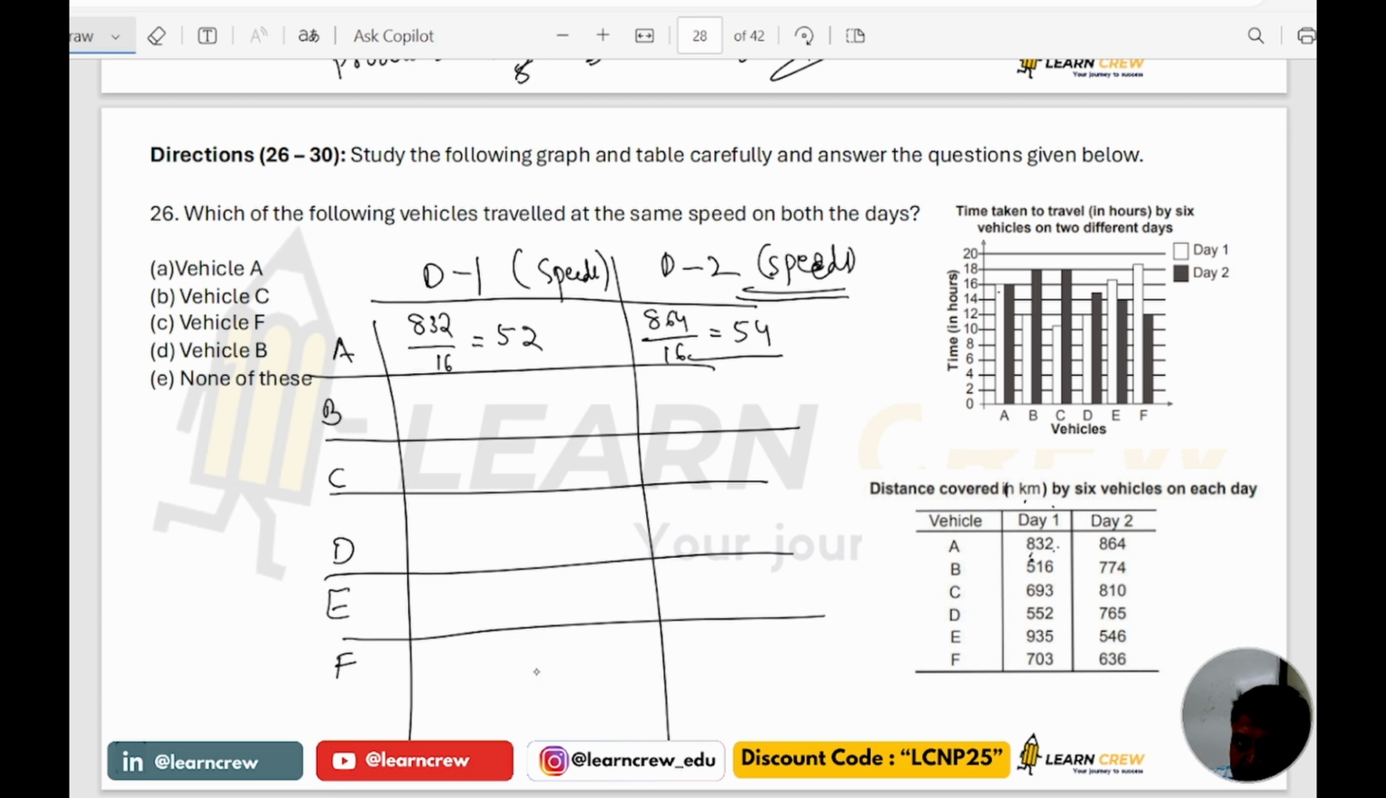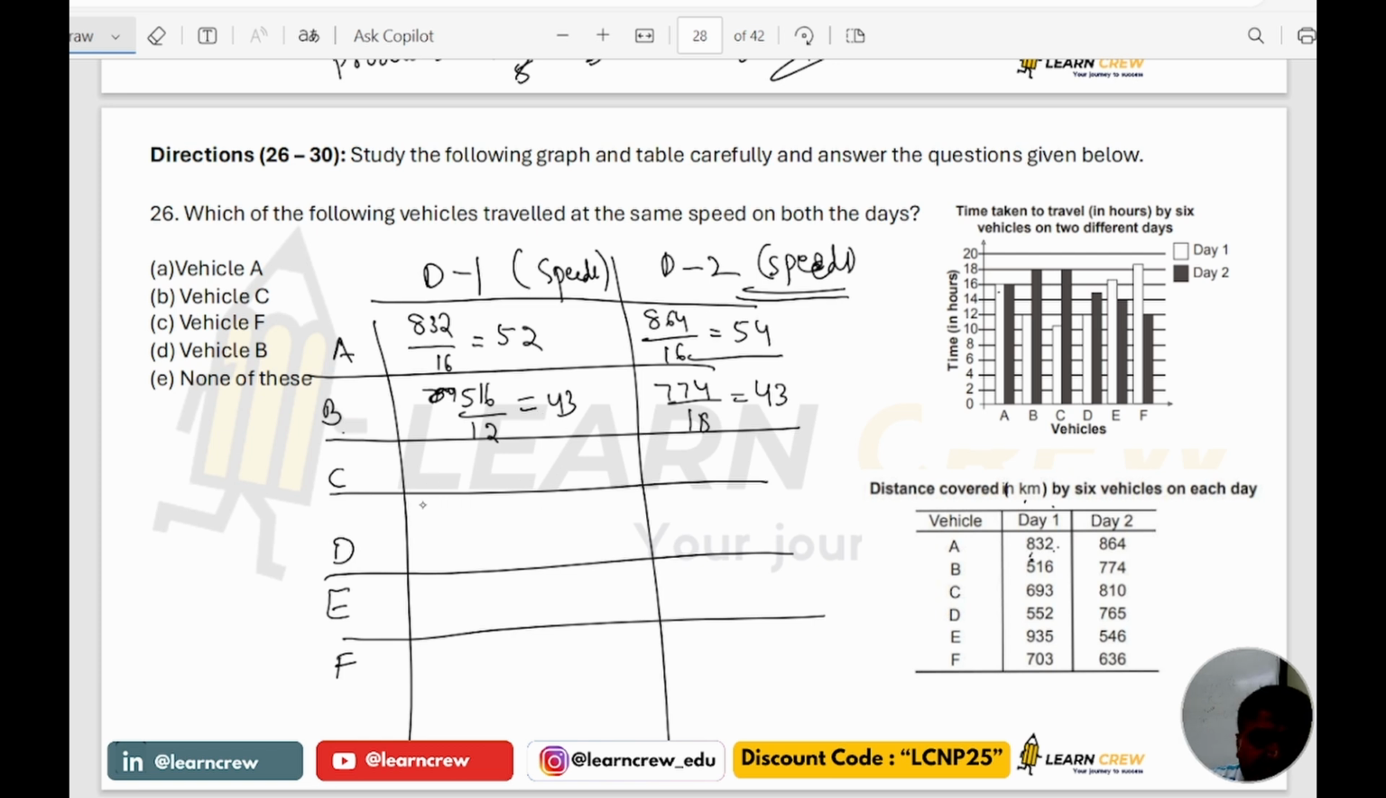I am now calculating. Speed means what? Distance by time. Now similarly for B, first day 516 kilometers. In how much time? 12 hours. So 516 by 12 is nothing but 43 kilometers per hour. Similarly, second day 774 by 18, which is 43 kilometers per hour. So for B, both are the same.